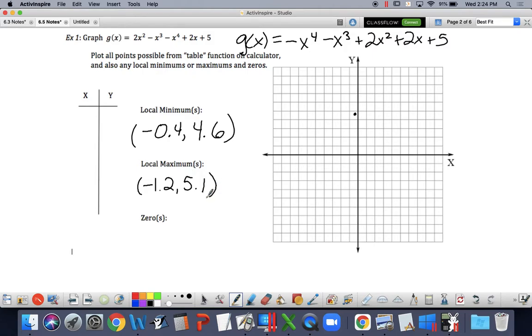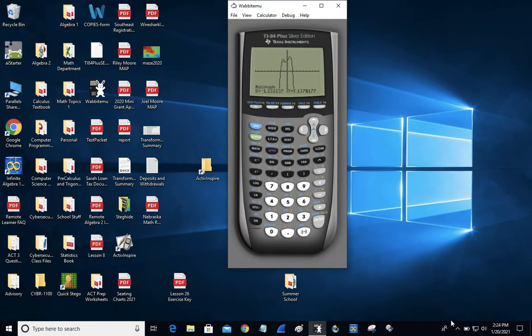Anybody seeing anything different? Okay. All right, negative 1.2. A little bit. Let's get our second maximum. Second trace. Number 4. Got to move my cursor over. Left bound. Right bound. And my second maximum I have at 0.9, 7.0.